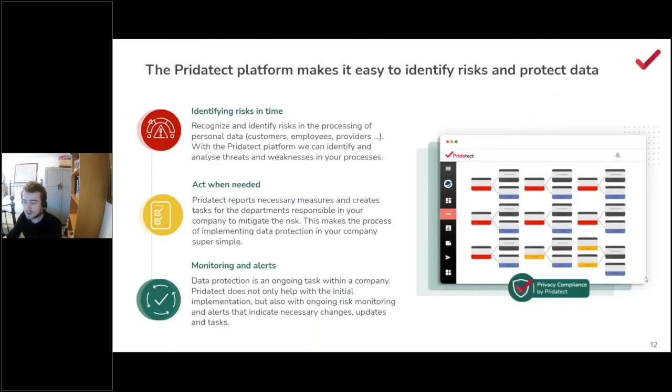Okay, so the PreDetect platform is a software as a solution for all of your data protection needs, and it allows you to do things such as identify risks, act when needed, and provide monitors and alerts for when you need to be doing things for your data protection program. It's great for DPOs, compliance managers, etc. It's nice and simple to use, so it's also been created for regular B2B clients.